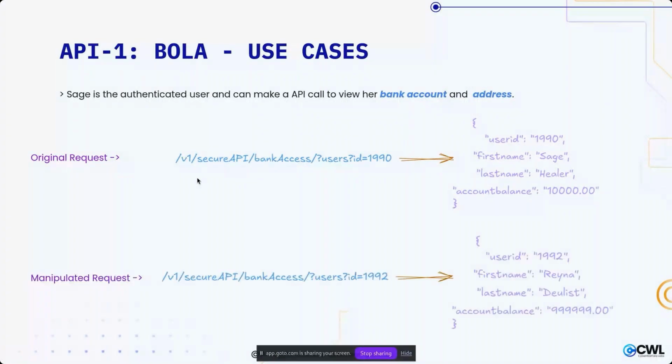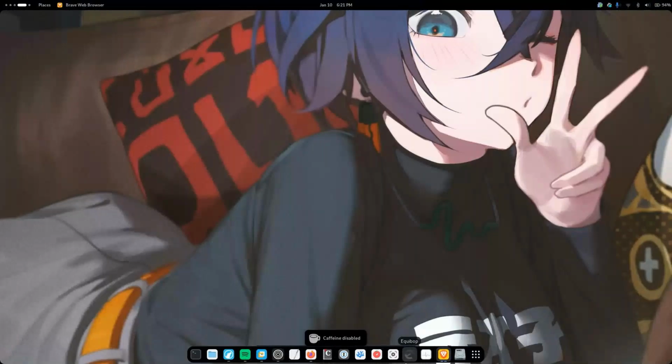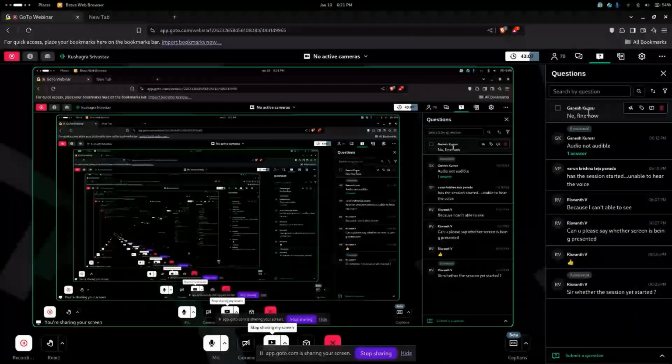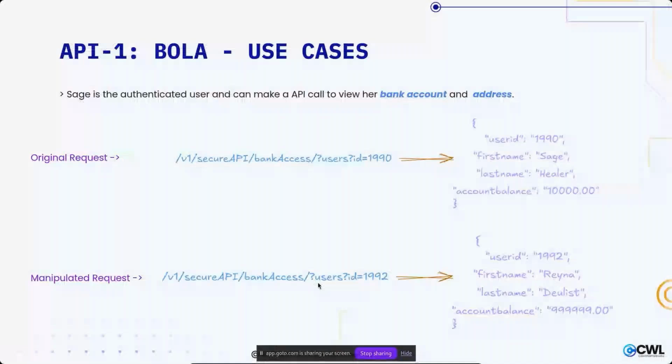So what if someone manipulates that request? By just changing this particular ID from 1990 to 1992, we can see the account balance of this other user, Rena. After manipulating this user ID parameter, we can see the account balance, first name, and last name of another user. So this is a simple BOLA case.